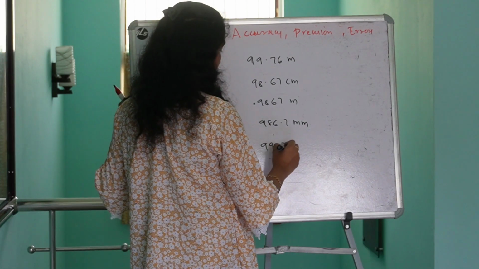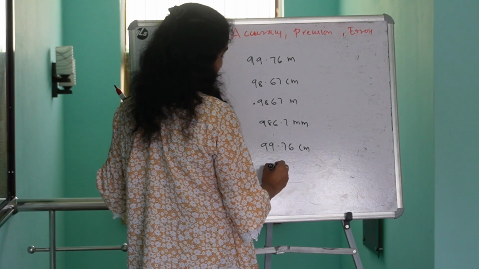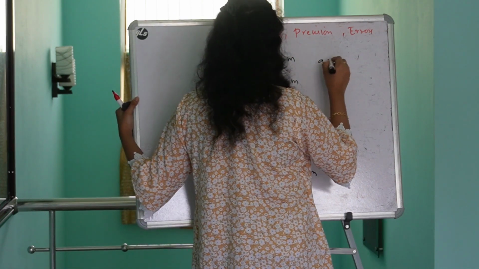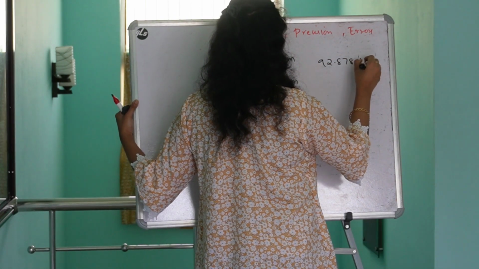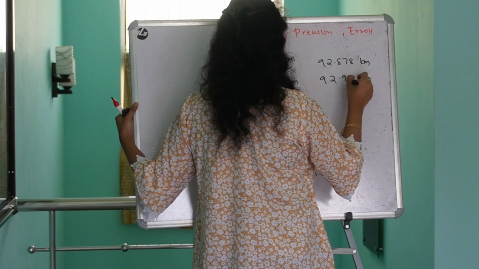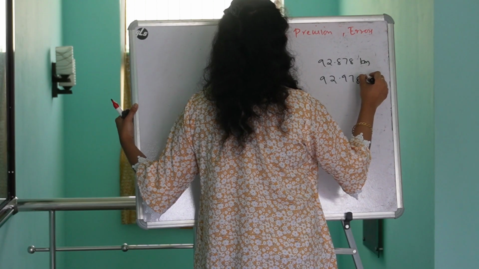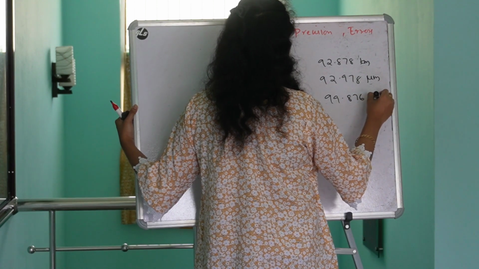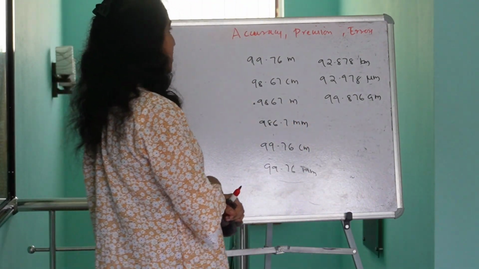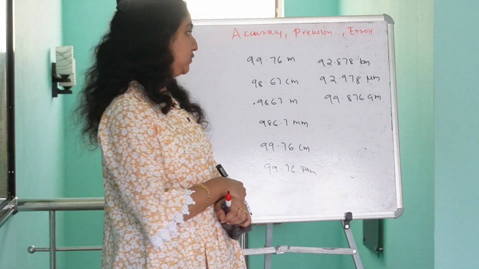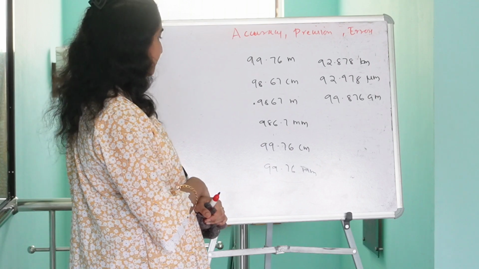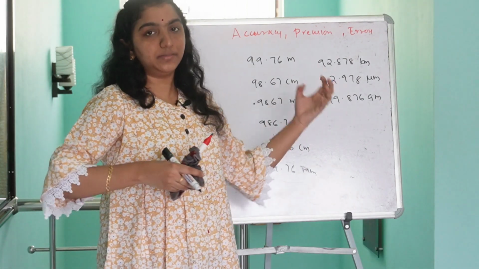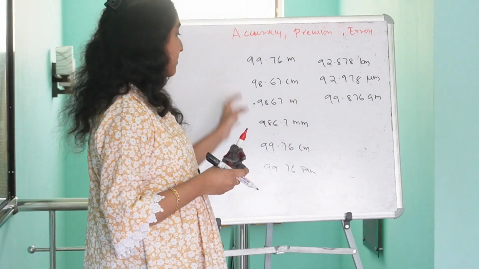Again, 99.76 centimeter, 99.76 millimeter, 92.878 kilometer, 92.978 mu meter, 99.876 gigameter. Here I want to find the most precise value among these measurements. How do we find the precision of the measurement, or how do we find the most precise value from among the given measurements?